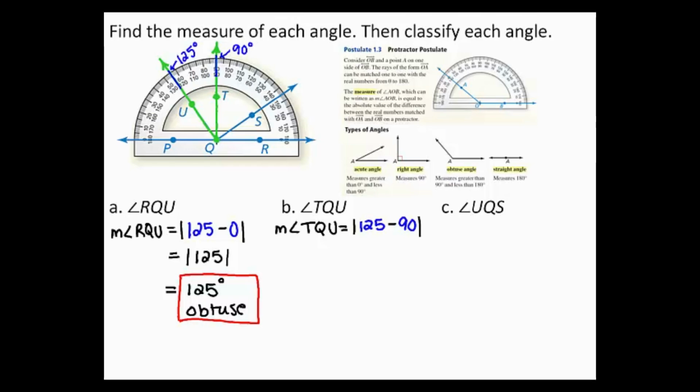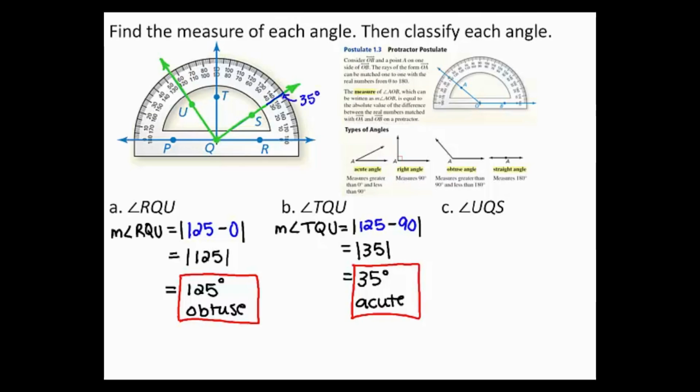When you simplify, 125 minus 90 gives you 35, and the absolute value of 35 is 35. So, the measure of angle TQU is 35 degrees. Now, because the measure of this angle is greater than 0 degrees and less than 90 degrees, angle TQU is an acute angle.